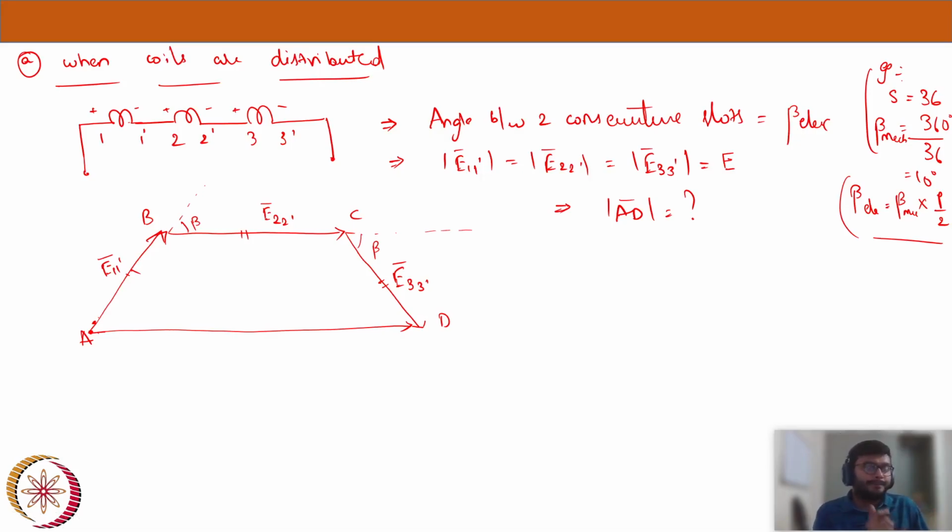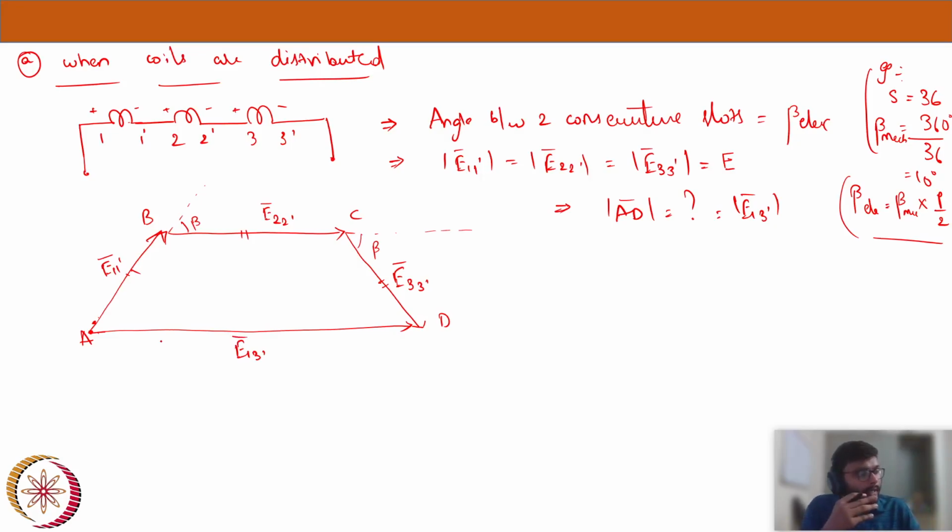Now, how to find AD? When I know the individual phasors and individual angles between them, I would like to calculate the value of E13 dash. So this AD is nothing but E13 dash. So this is what we're interested in.